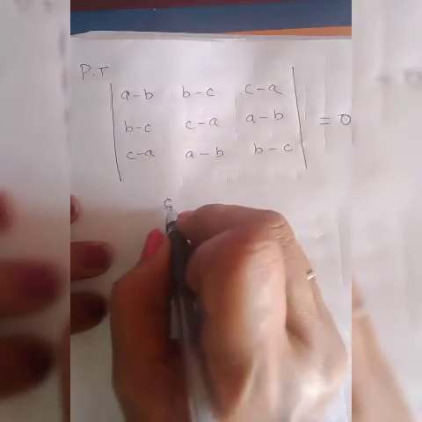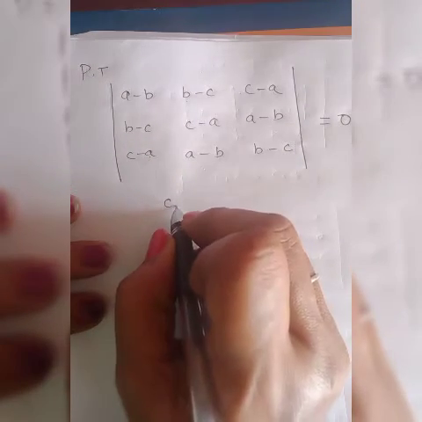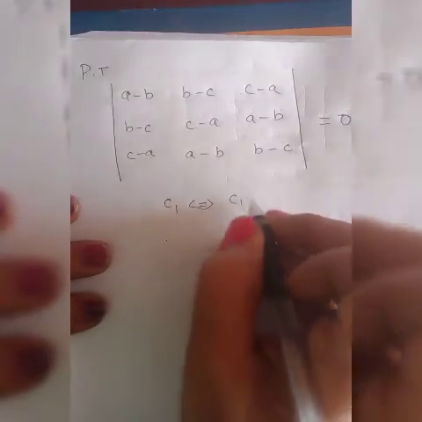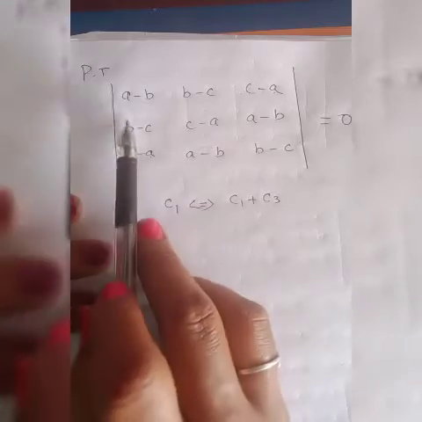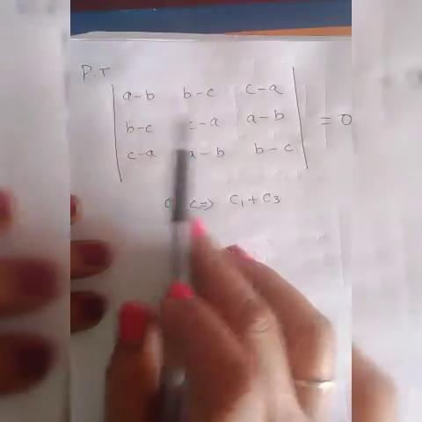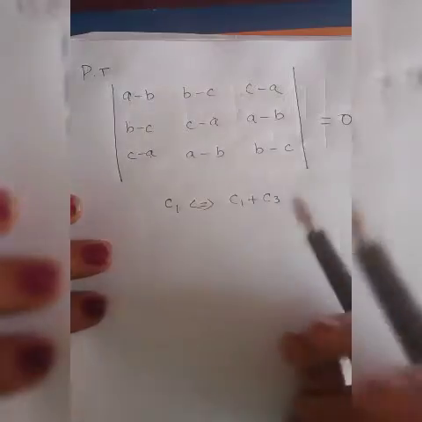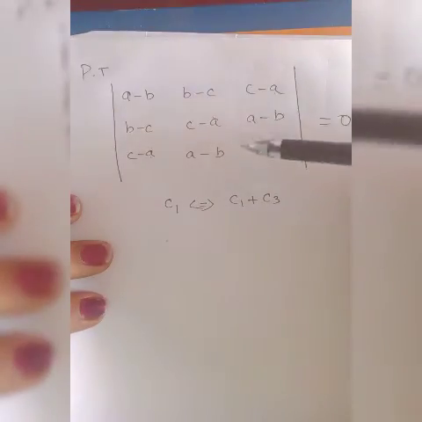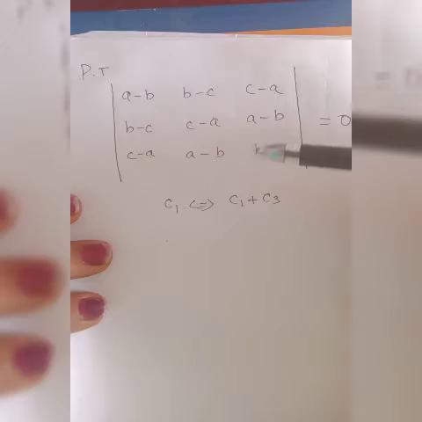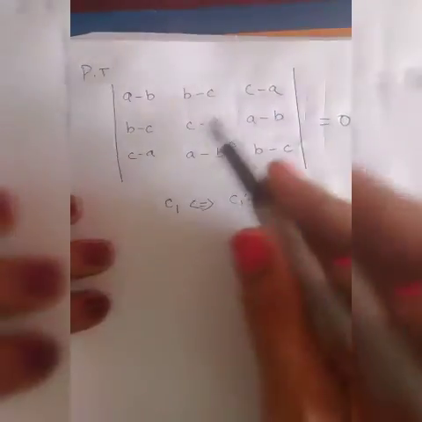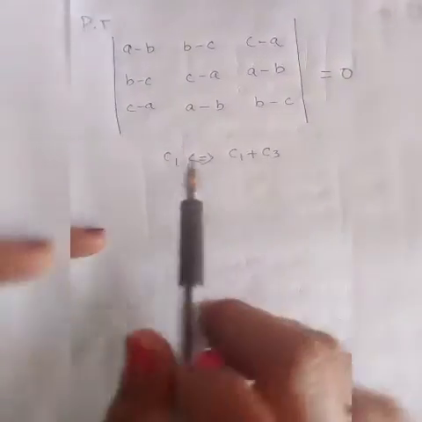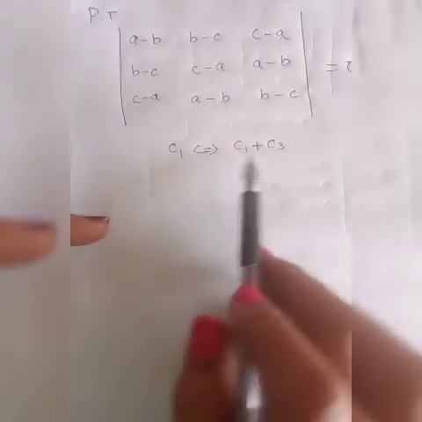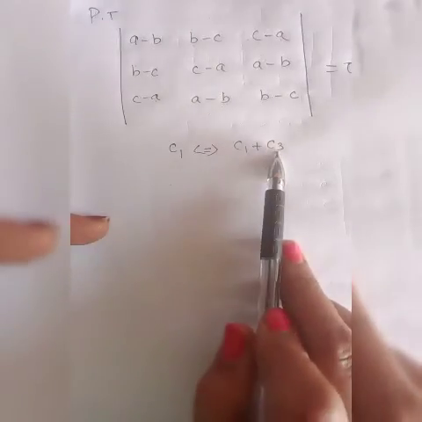See, for example, I am using the column operation C1 equal to C1 plus C3. Not only C1 equal to C1 plus C3, I can even take C1 equal to C1 plus C2. There are many options in this determinant. You can even take R1 equal to R1 plus R2 or R1 equal to R1 plus R3. Anything can be done in this matrix. So I am using the operation C1 equal to C1 plus C3. That is, after adding C1 and C3, I am going to put the result in the C1 column.